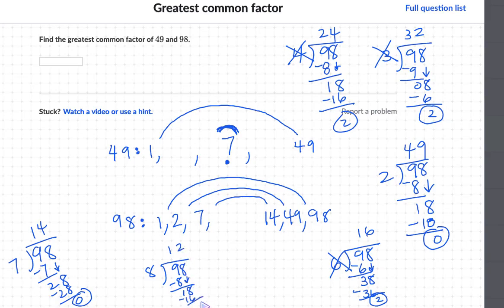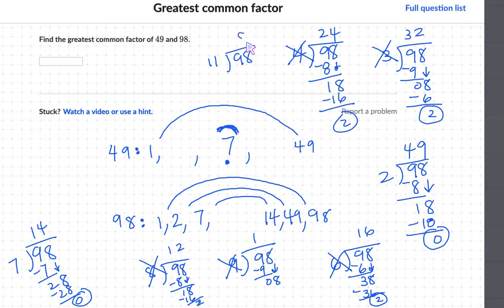It goes into 16, and you have a remainder of 2, so that doesn't work. Okay, let's try 9. Well, I already know that 9 can't go into 98 because 9 is going to go into 9, and then we have 8. 9 can't go into 8 and even them out, so 9 doesn't work either. 10 doesn't work because it has to be a multiple of 10. I don't think 11 works, but we can try it out.